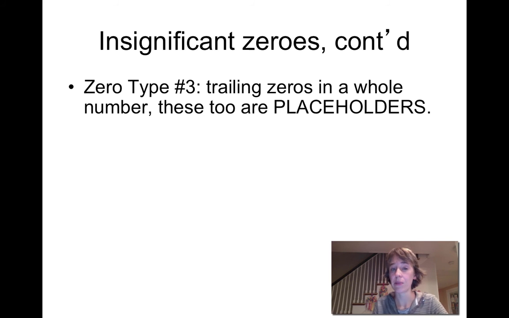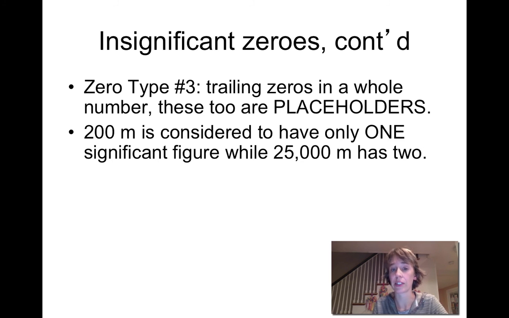And then the third type of 0 is also a placeholder 0. But this is when we're in the whole number category. So when I write just 200 meters, if I don't do anything else, the way we communicate these measurements is that if I don't indicate otherwise, these zeros here are not carefully measured, and so they're insignificant. 25,000 as written in this way has just 2 significant figures.